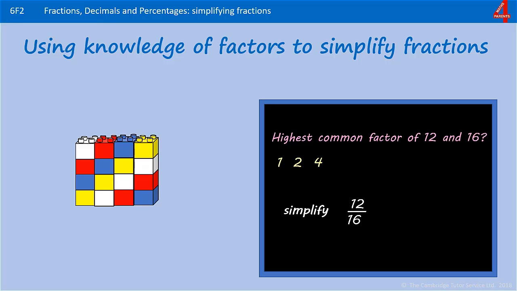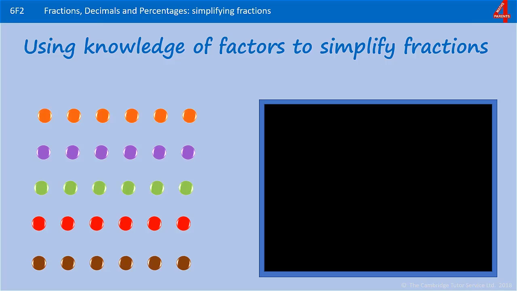4 is the highest factor 12 and 16 share. We're going to divide them both by 4. 16 divided by 4 is 4, and 12 divided by 4 is 3. So 12/16 simplified is 3/4. Here's one for you to try.